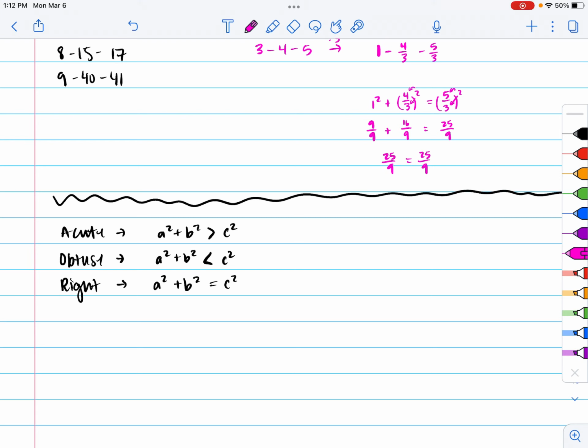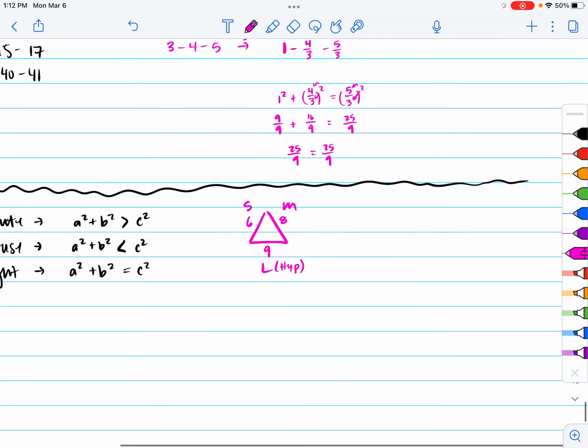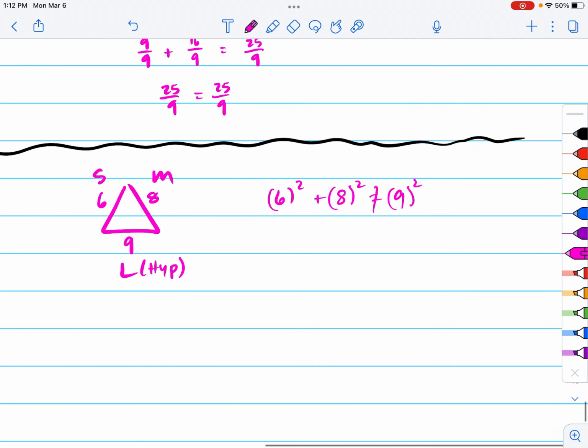What if the lengths of a triangle were 6, 8, and 9? Well, this is your small, this is your medium, this is your large. And by default, this would be your hypotenuse. If this was a right triangle, it would satisfy the Pythagorean theorem: 6 squared plus 8 squared is equal to 9 squared. But it should not work in this particular case, so we're going to see what it's actually equal to. Is it going to be less than, or greater than?